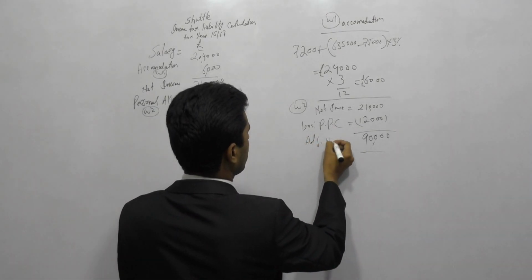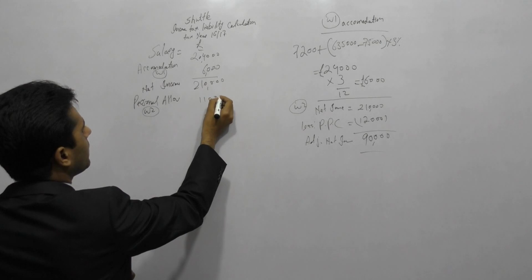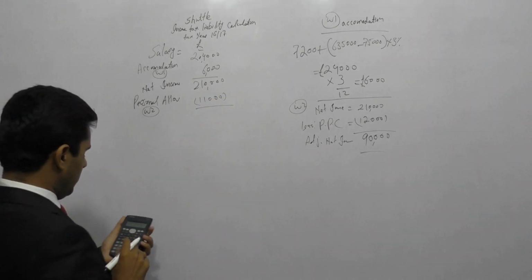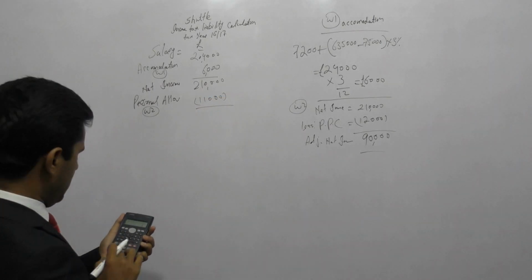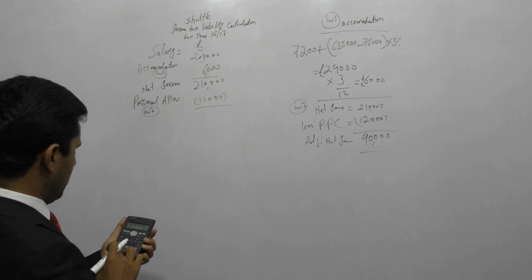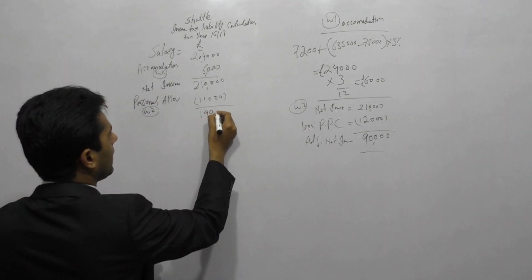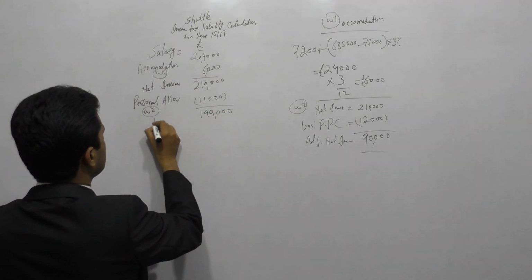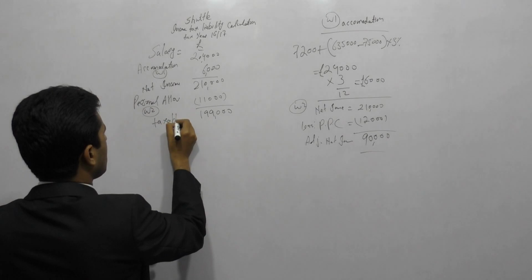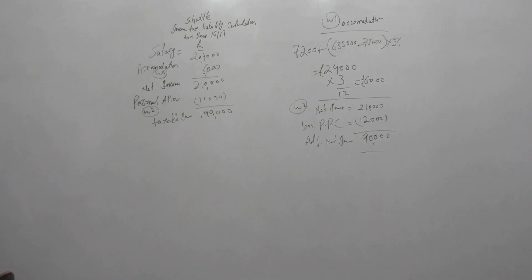So we do not need to reduce his personal allowance. So his personal allowance is going to be the normal one, which is 11,000 pounds. So the remaining amount is going to be 199. 210,000 pounds less 11,000 pounds, 199,000 pounds is his taxable income.